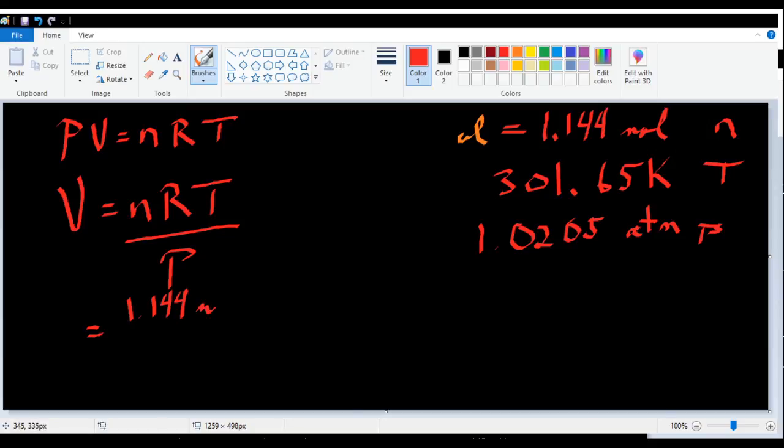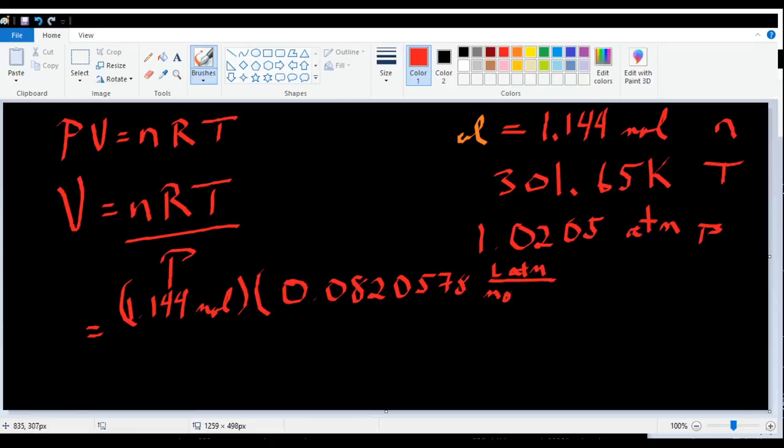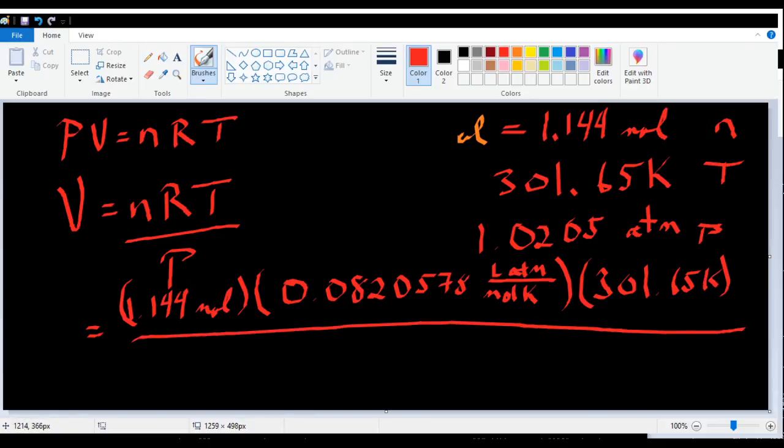So we just plug in our numbers. 1.144 moles. And R is just the universal gas constant, 0.0820578 liter atmospheres per mole Kelvin. Temperature was 301.65 Kelvin, all over our pressure of 1.0205 atmospheres.